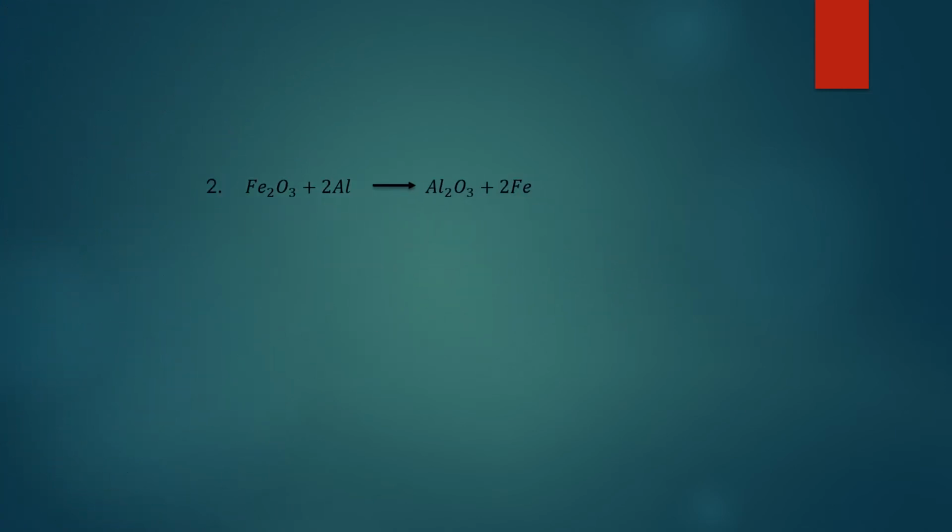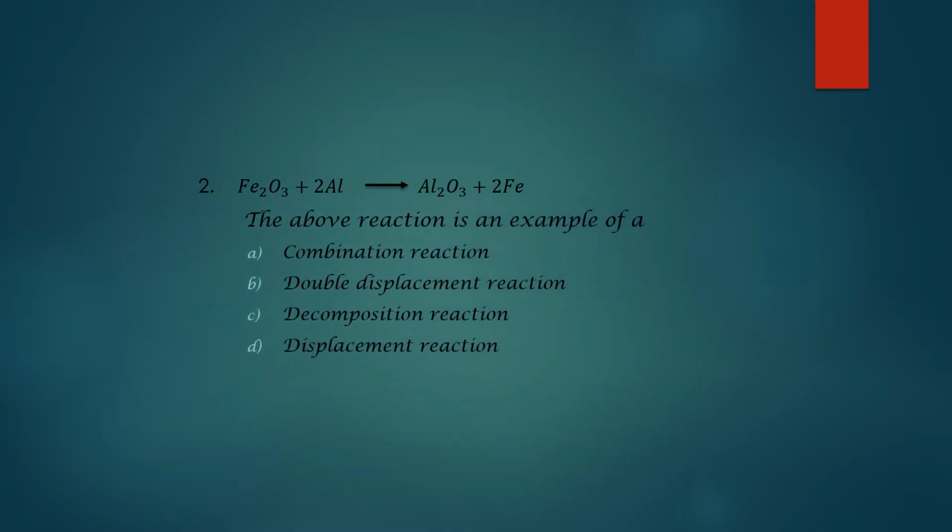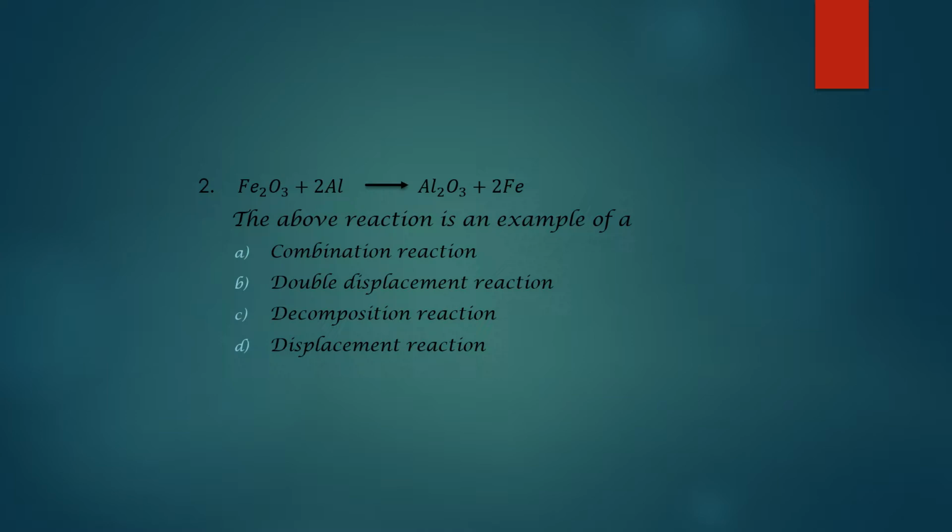Question number 2. Iron oxide reacts with aluminium to give aluminium oxide plus iron. The above reaction is an example of. In this reaction, aluminium has displaced iron to form aluminium oxide. Therefore, it is a displacement reaction.